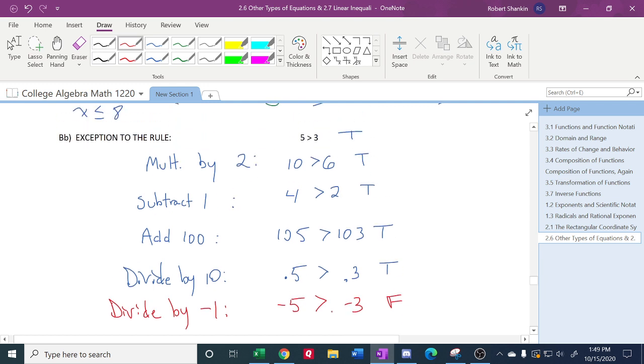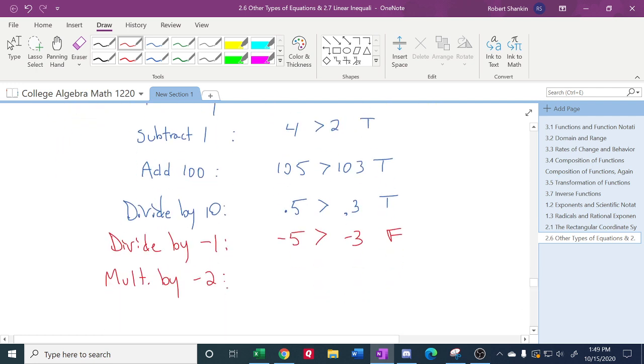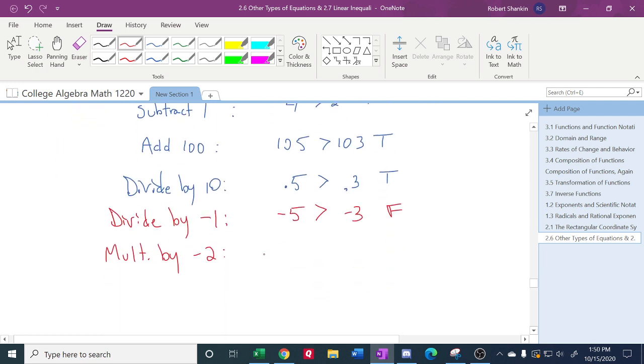And it's not only dividing, you could also multiply if it's by a negative number. Multiply by, let's say, negative 2. So 5 and 3, that would be negative 10 and negative 6. And if you kept the sign the same, it would still be false.